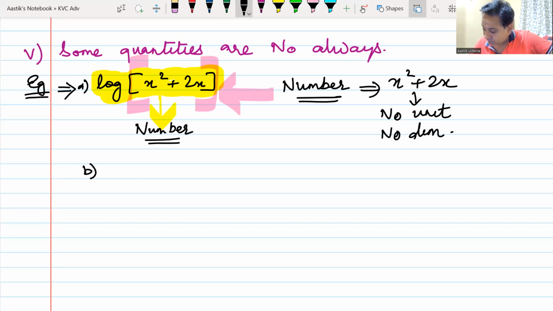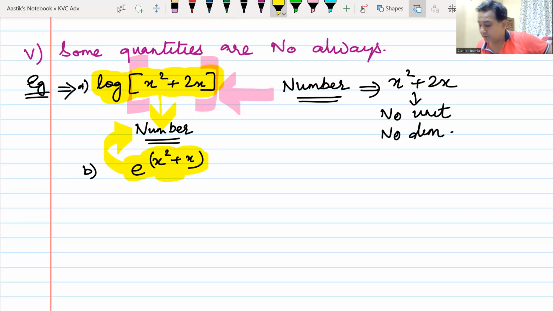Example number B, e raised to the power x. Or let me make it more complicated, let me write it as e raised to the power x square plus x. Now this entire quantity, e raised to the power something, is a number. Also, whatever is coming in this bracket is a number, because you cannot raise e to the power of 3 meters. You can only raise e to the power 3. Do we understand this? Yes, sir.